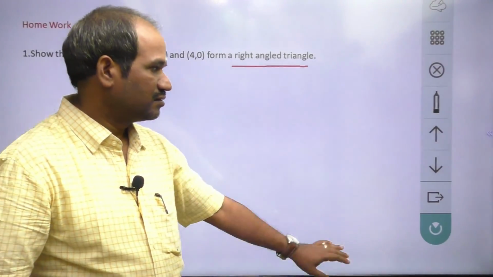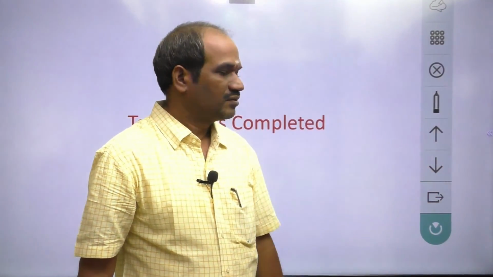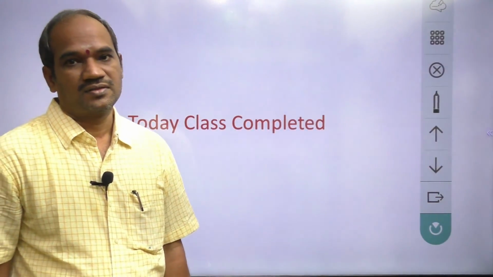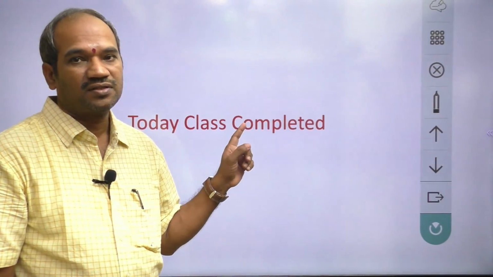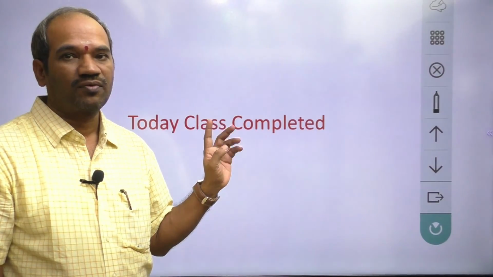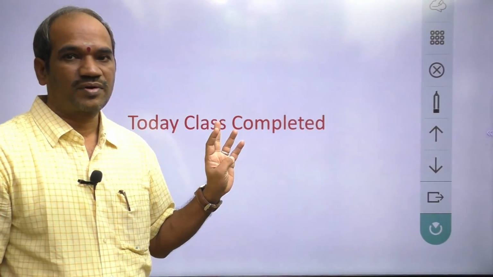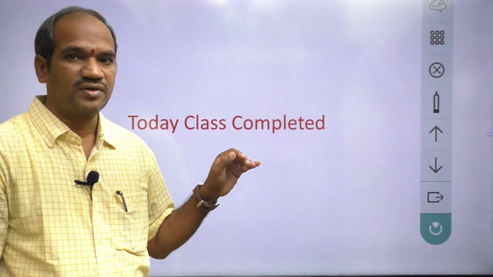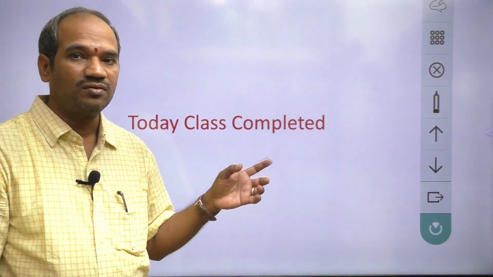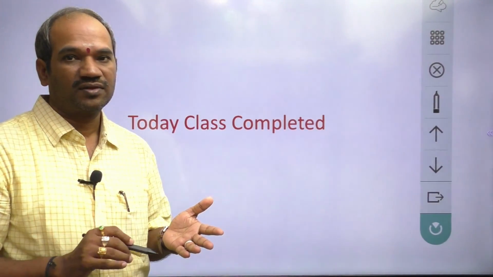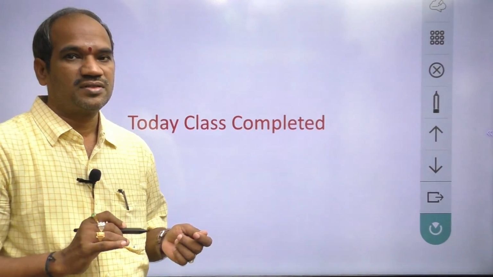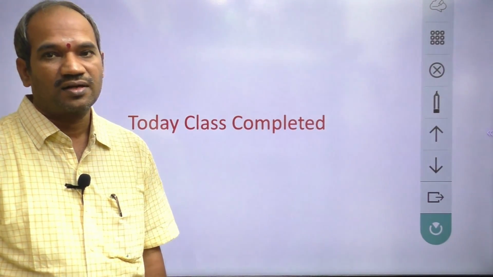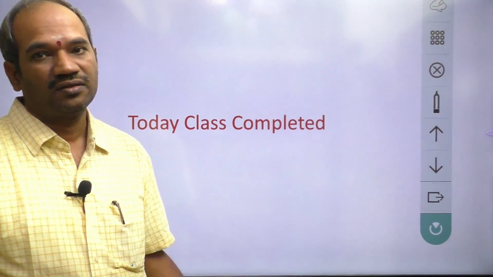Today's class is complete. Also read the definitions and properties of quadrilaterals once, and then the properties of triangles. Read and write them. Without seeing the notebook, write the properties in rough notes. Continuation in the next class.